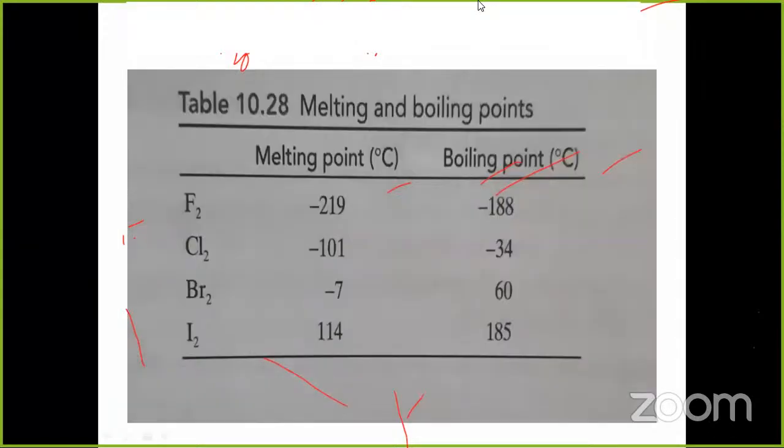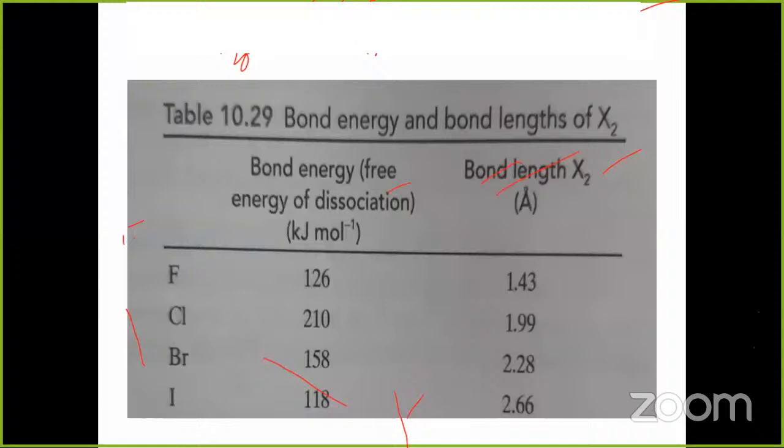Actually, fluorine should exhibit more. So due to lone pair repulsions, the bond dissociation energy value of fluorine decreases compared to chlorine. So it is less compared to chlorine. You see, fluorine is 126 and chlorine is 210. Actually fluorine should have more. So due to repulsions, fluorine has a lower value than chlorine.